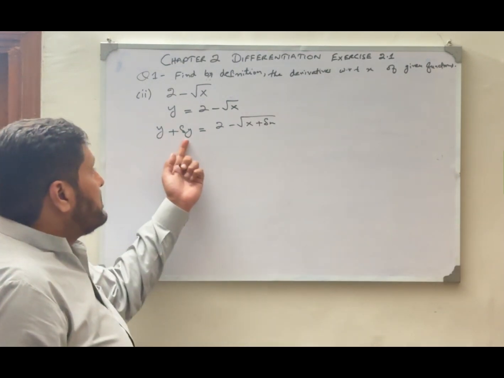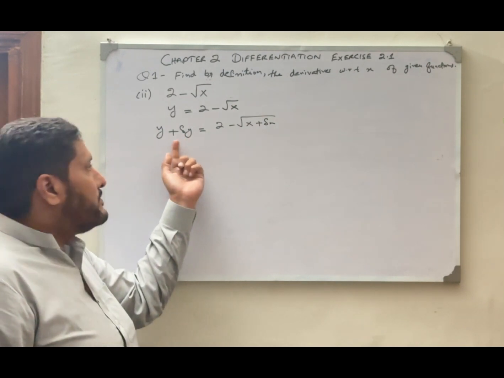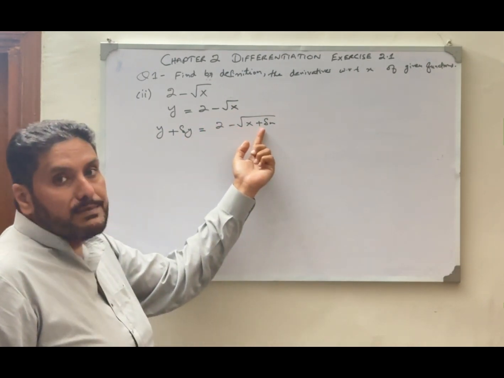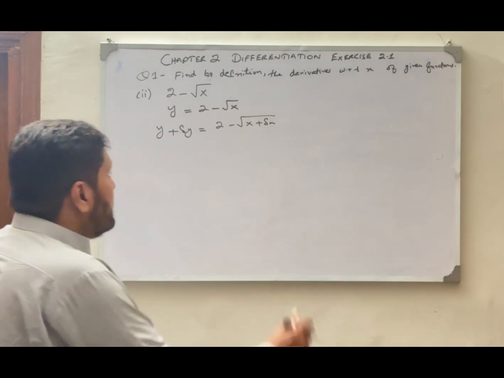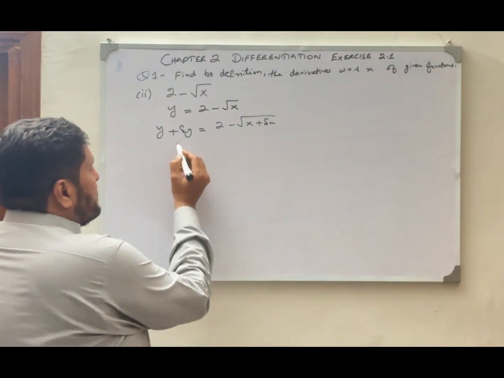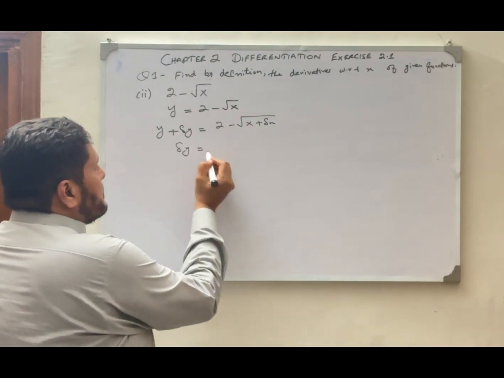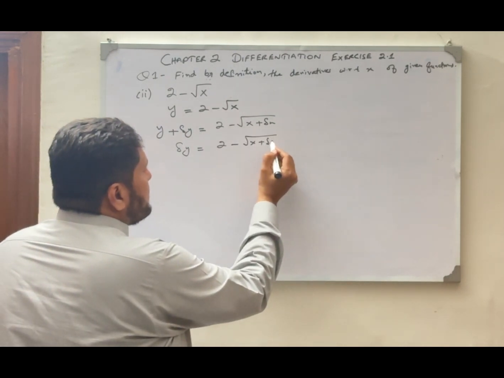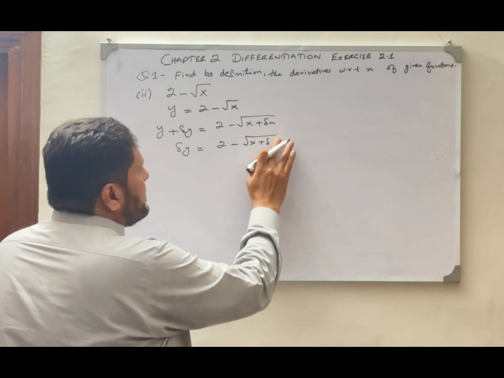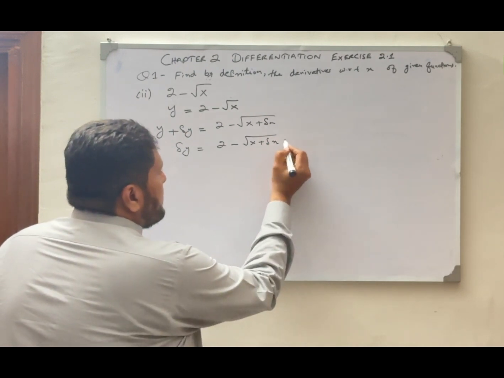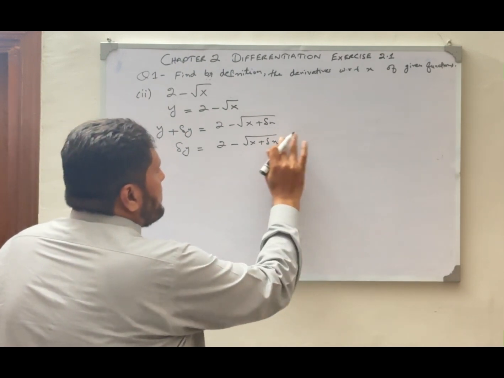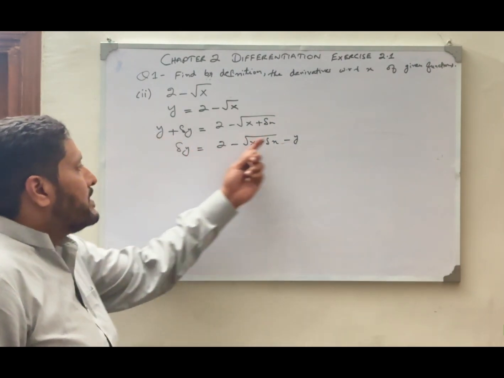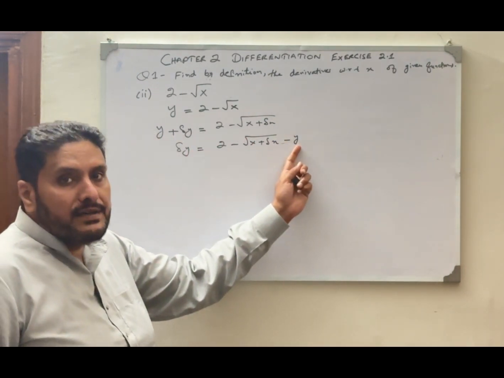Means we have a slight increase in the function y up to delta y. So on the right hand side, this will become x plus delta x. So now our delta y is equivalent to 2 minus square root of x plus delta x minus y. So this y will become minus on the other side of the equation.